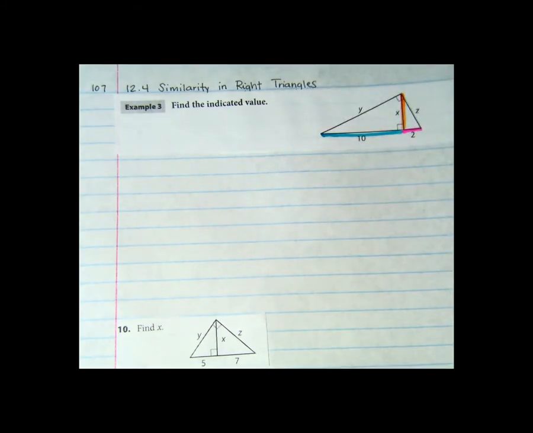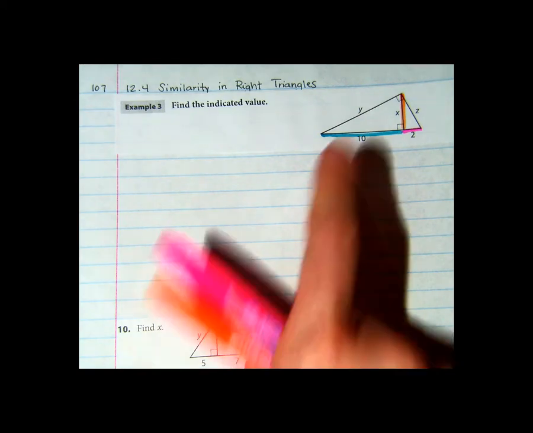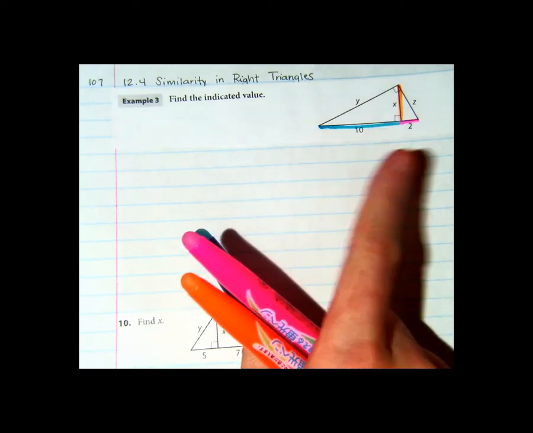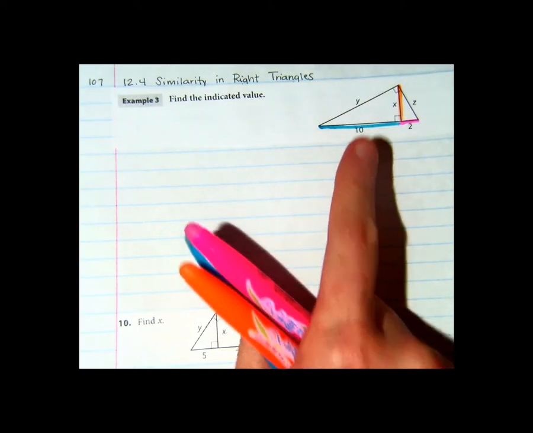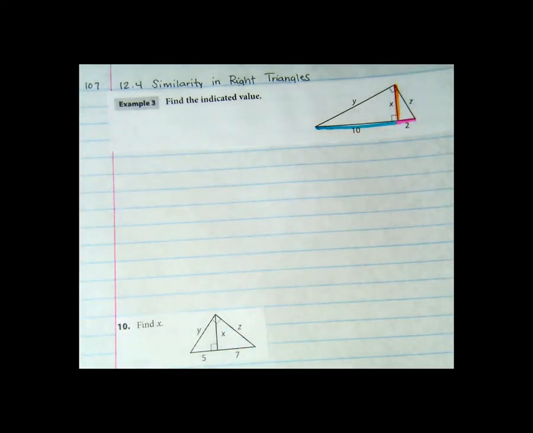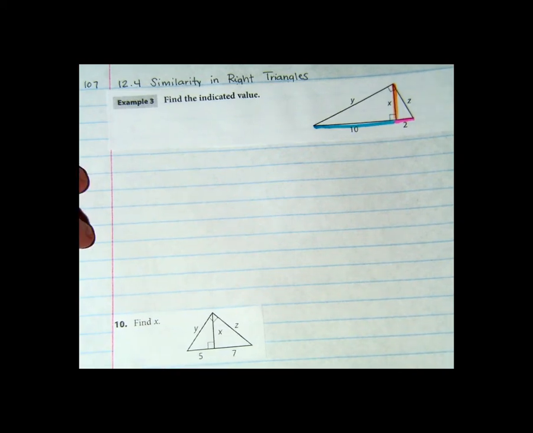How do I know that's the hypotenuse? It's opposite the right angle of the big triangle. How many triangles are actually here? 3. You got this one, and this one. And guess what? They're all right triangles, which helps us in a minute. Okay. We're going to find x first.